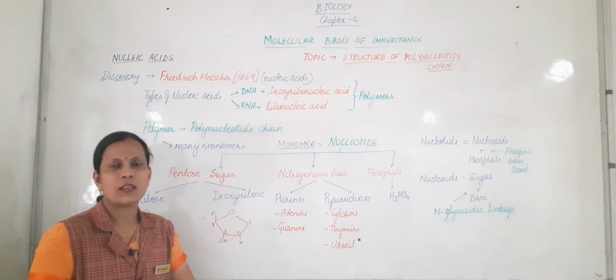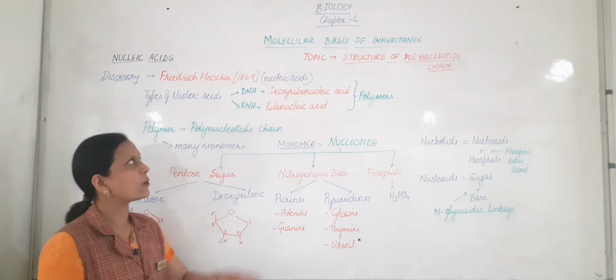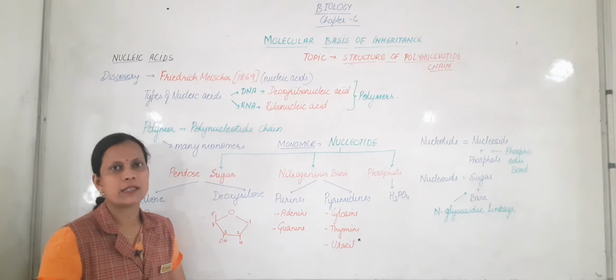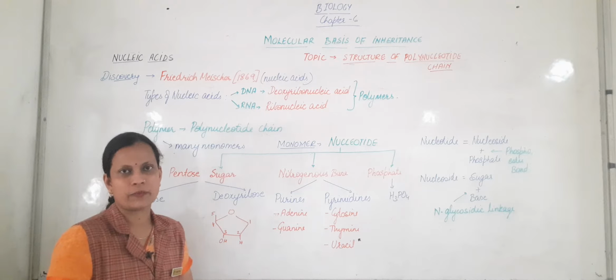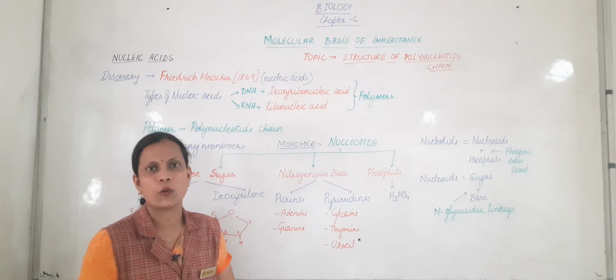Namaste students. Today we are starting with our chapter 6 in class 12th. The chapter is about the molecular basis of inheritance, and today we are covering the topic that is the structure of a polynucleotide chain. This is the topic before DNA. We are taking this a polynucleotide chain.